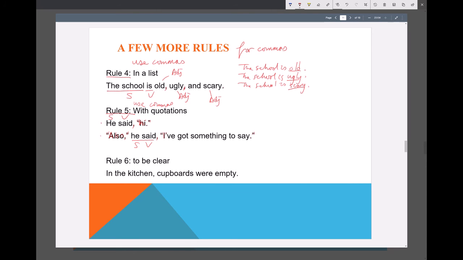And the last one, it's like the introductory word, but you use it to be clear. So cupboards were empty. That's the main clause. But you add more information. Well, which cupboards? Well, it's the cupboards in the kitchen. If you just had "cupboards were empty," you don't know which cupboards. But adding this detail in there, in the kitchen, tells you, oh, it's the cupboards in the kitchen. So that way you are clear.